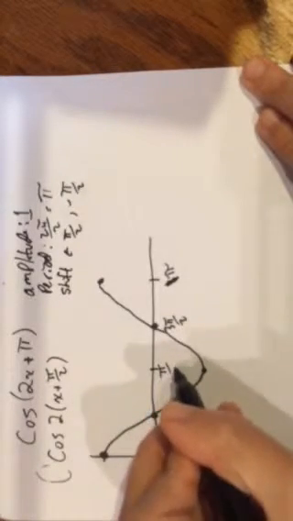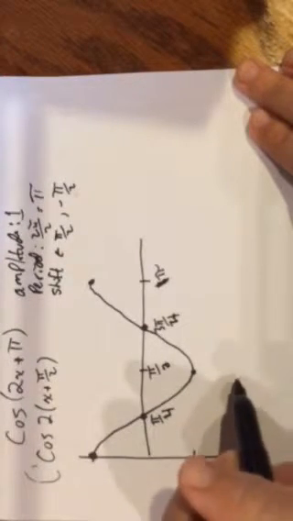Instead of this being pi, I'm going to have it divided by 2, have that be pi over 2. Divide this by 2, get pi over 4. And divide this by 2 and get pi over 4. This one would have been 3 pi over 4. Okay, so now I'm going to worry about the shift.